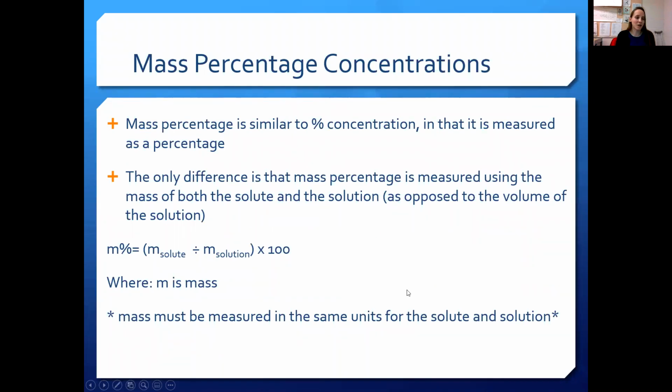Mass percentage works very similar. This is just when your solution is being measured as a solid rather than as a liquid. So in this case, our mass percent is just the mass of the solute, the stuff that you're dissolving, divided by the mass of the total solution. Once again, multiply by 100 to turn it into a percentage. Just make sure that your mass is the same units for both solute and solution. It doesn't matter what those units are, as long as they're the same as each other.